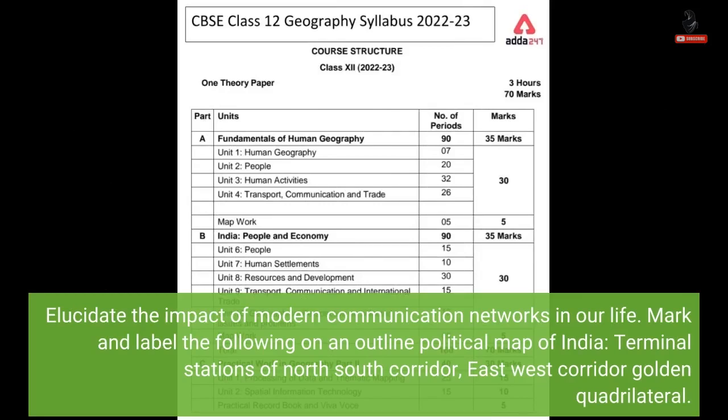Mark and label the following on an outline political map of India: terminal stations of North-South Corridor, East-West Corridor, Golden Quadrilateral.